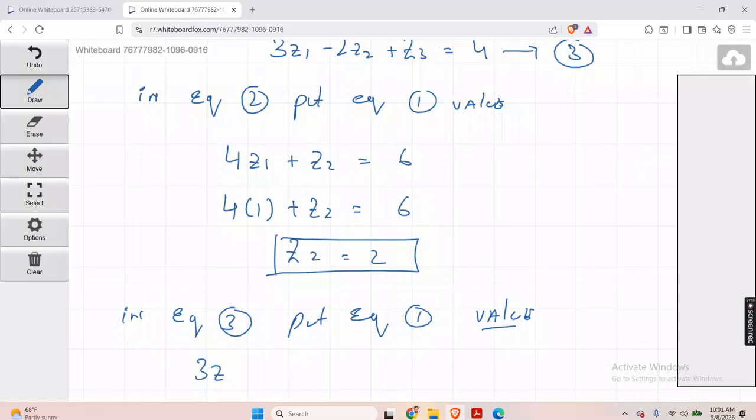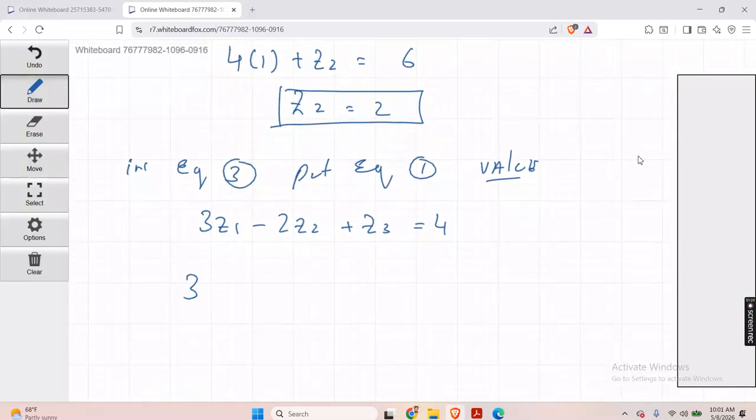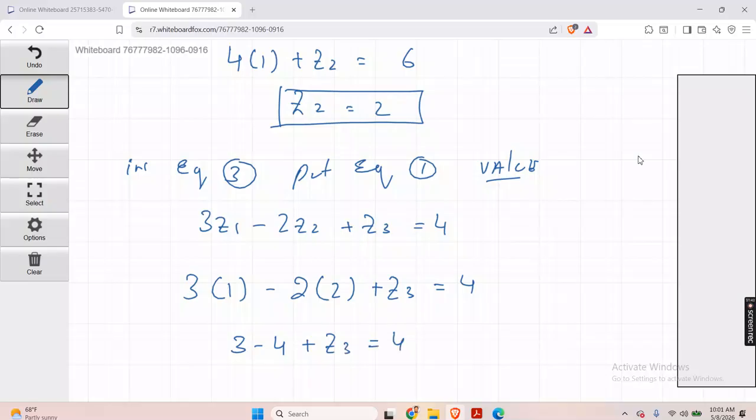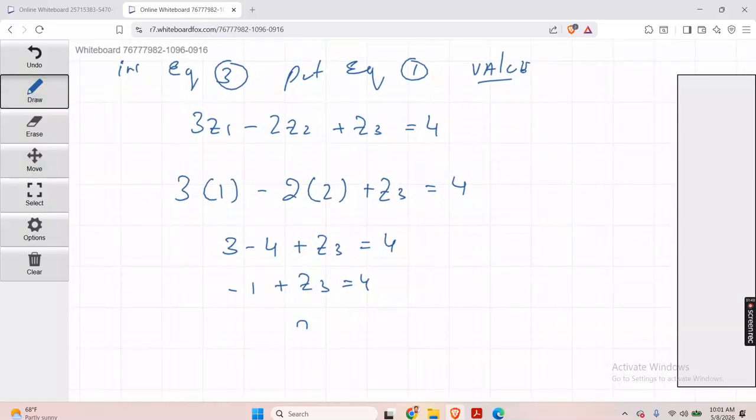So we have 3Z1 minus 2Z2 plus Z3 is equal to 4. So we have 3 into 1 minus 2. Now we have Z2 value also. So this is 2 plus Z3 is equal to 4. So 3 minus 4 plus Z3 is equal to 4. So we have minus 1 plus Z3 is equal to 4. So we can say that Z3 is 5.